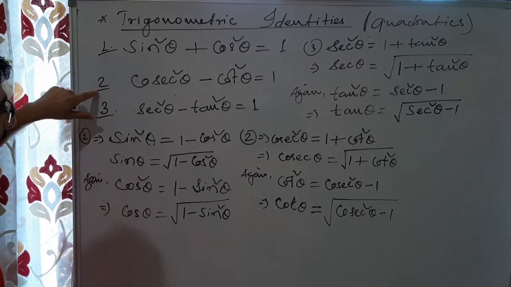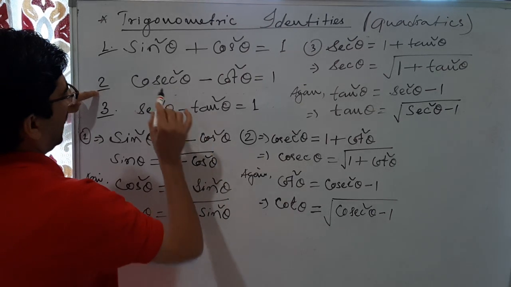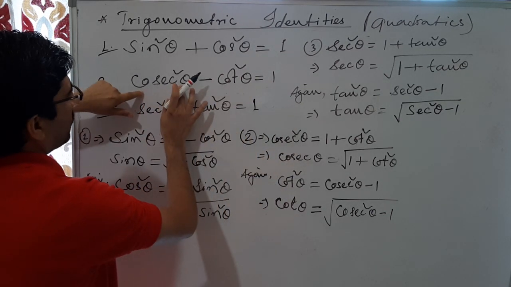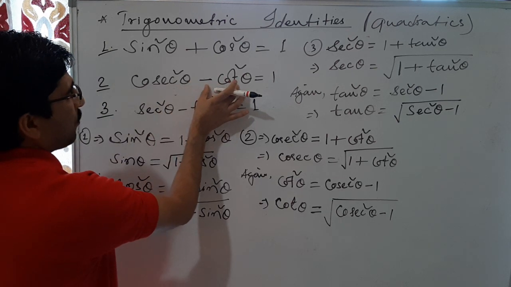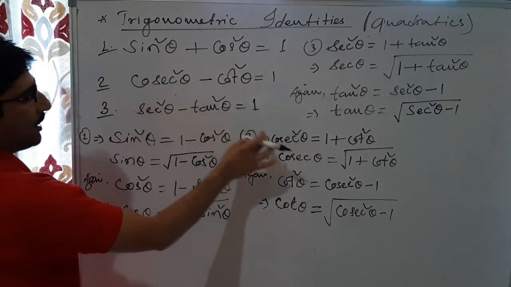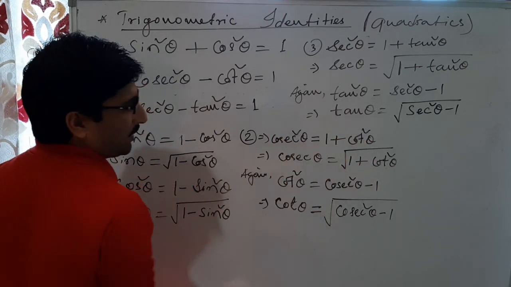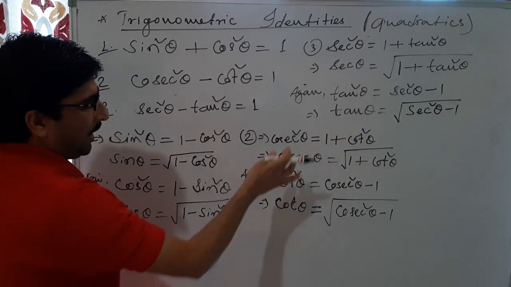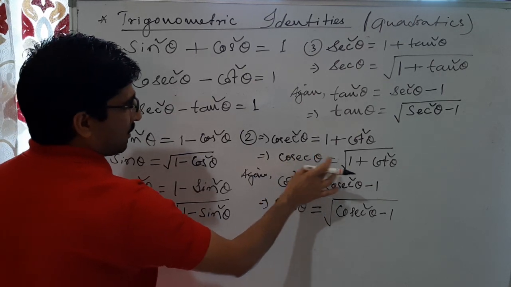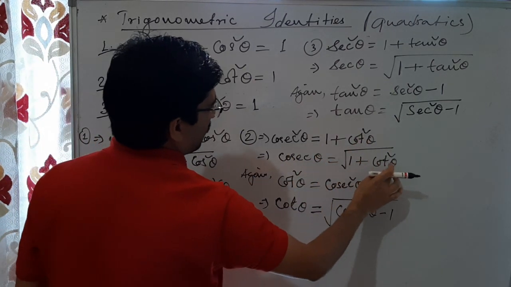So from the second relation, cosec square theta minus cot square theta equal to 1. So cosec square theta is equal to, minus cot square theta comes this side, becomes plus, that is cosec square theta is equal to 1 plus cot square theta. Similarly, remove the square, then cosec theta is equal to square root of 1 plus cot square theta.